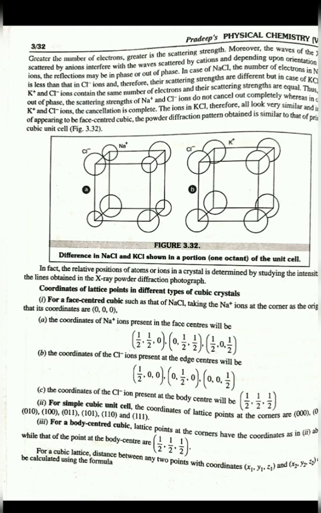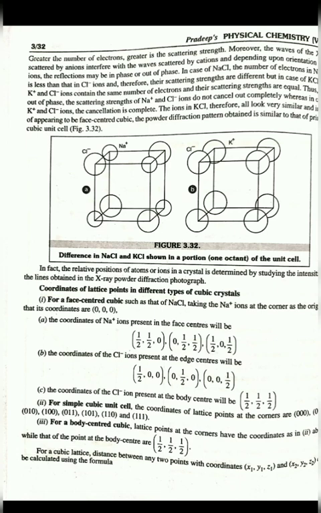A. The coordinates of Na positive ions present in the face centers will be 1 upon 2, 1 upon 2, 0, and 0, 1 upon 2, 1 upon 2, or 1 upon 2, 0, 1 upon 2. B. The coordinates of the Cl negative ions present at the edge centers will be 1 by 2, 0, 0, or 0, 1 by 2, 0, or 0, 0, 1 upon 2. C. The coordinates of the Cl negative ion present at the body center will be 1 upon 2, 1 upon 2, 1 upon 2.